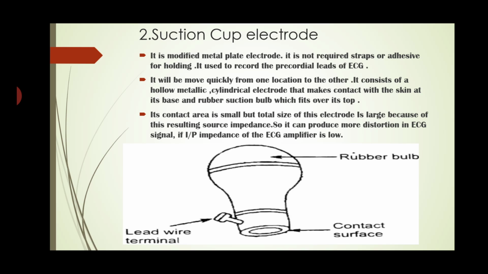This happens if the input impedance of the ECG amplifier is low. So to remove this distortion, high input impedance ECG amplifiers are preferred. So this one is the diagram for the suction cup electrode.